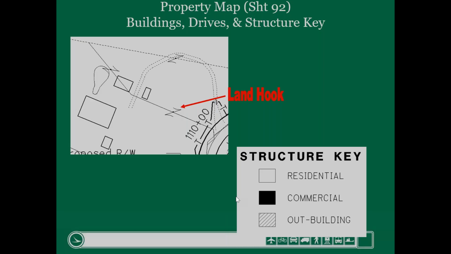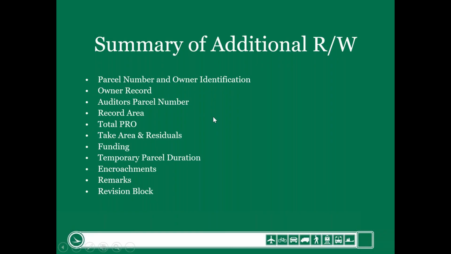Oops, sorry, I forgot one thing. This little symbol that looks like a Zorro Z, if anybody's familiar with Zorro, is a land hook. This represents a land hook. That means these were different auditor's permanent parcel numbers, and the current property owner owns all 3 of these auditor's permanent parcel numbers, all one ownership. That concludes the property map.